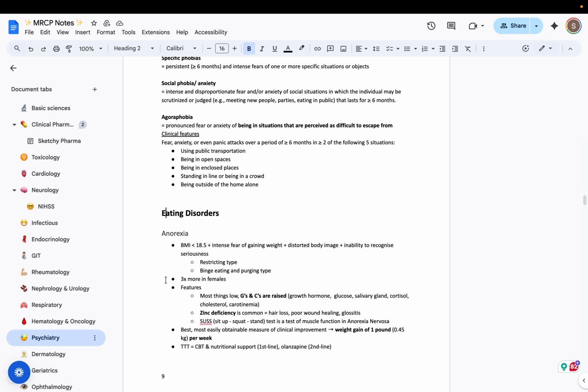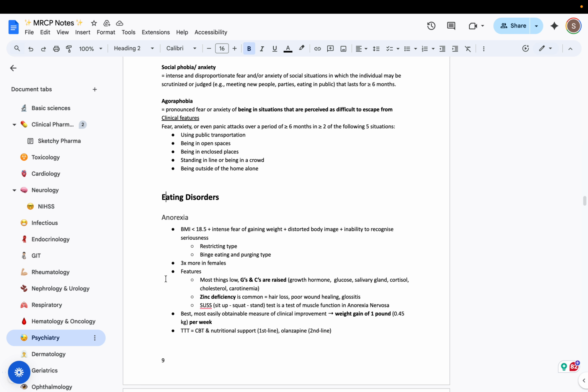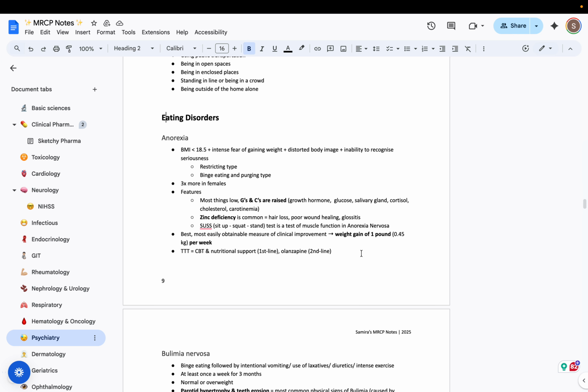Eating disorder. Anorexia would be a BMI of less than 18.5 plus an intense fear of gaining weight plus a distorted body image plus an inability of the patient to recognize the seriousness. There's two types. It's more common in females. Most things are low except the G's and C's. So growth hormone, cortisol, glucose, salivary glands are enlarged, cholesterol, keratin.